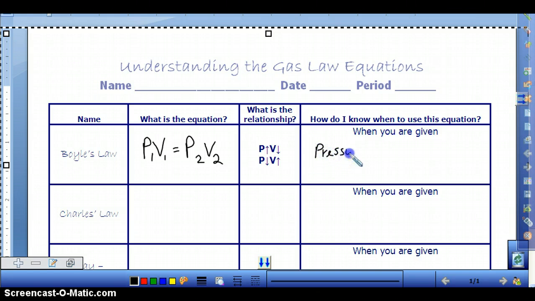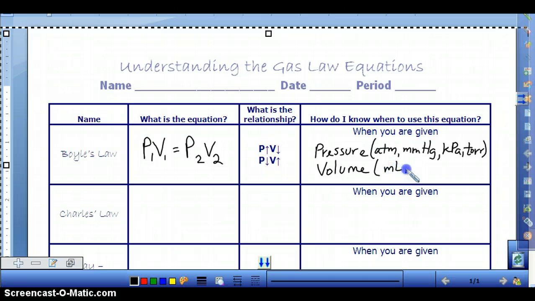You can use Boyle's law when you are given pressure, and pressure has a lot of different units. You might see ATM for atmosphere. You might see millimeters of mercury. You might see kPa, that stands for kilopascals. You might even see torr. So you can write those down. And then you also have to be given volume, and most commonly you'd see milliliters or liters for your volume.